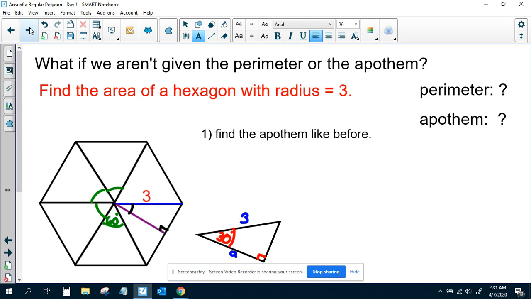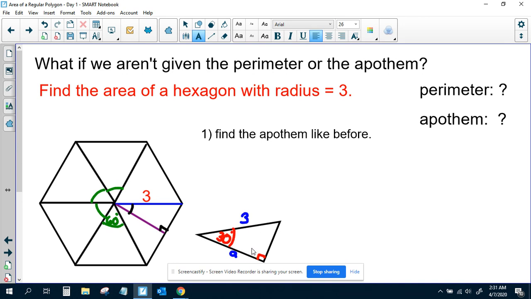So again, we have a hexagon. Each of those central angles is going to be 60 degrees. We're going to drop in that purple line, that apothem, draw it in there so that it's perpendicular to a side length. And again, when we drop in that apothem, we're going to get a 30-degree angle here, 90 degrees here. Here's our apothem. There is our hypotenuse of this right triangle.